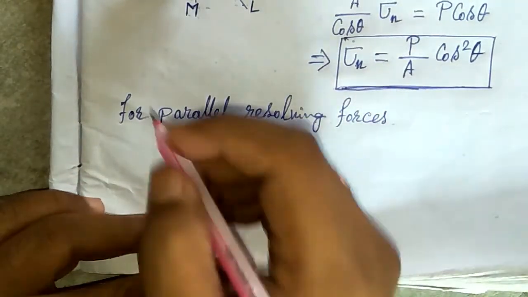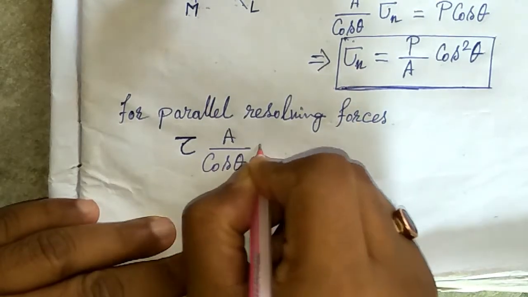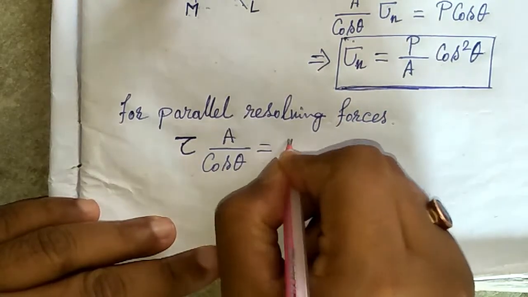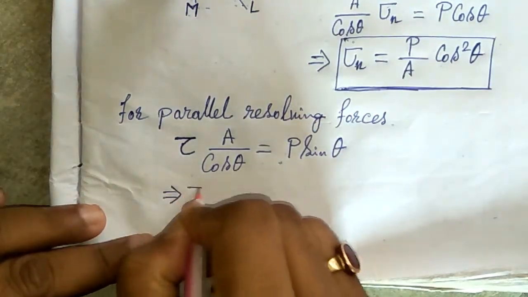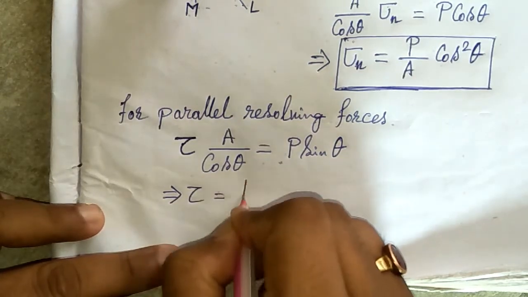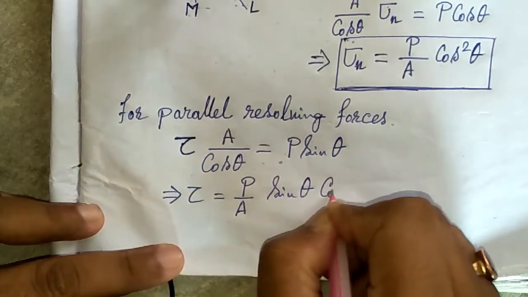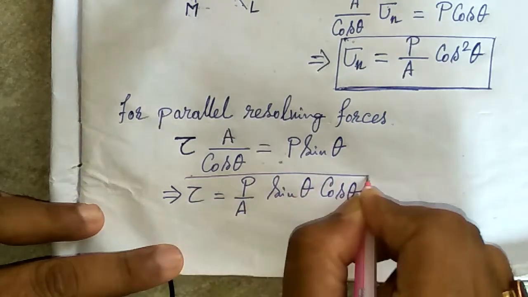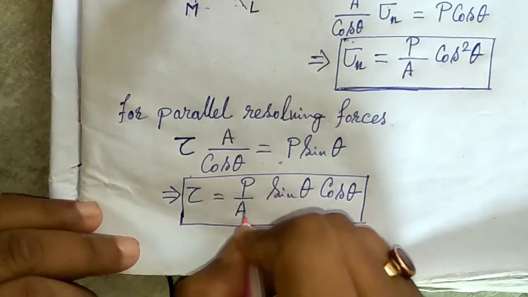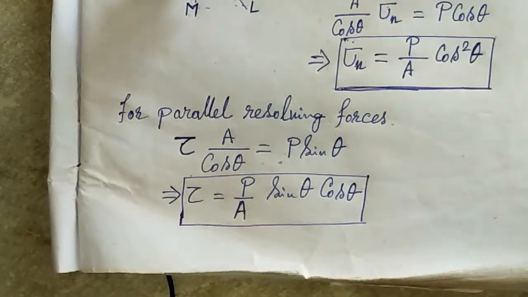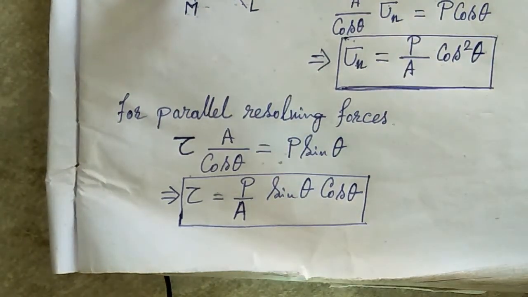So tau into A by cos theta equals P sin theta. So the value of tau, the shear stress, will be P by A sin theta cos theta. This is the value of the shear stress tau on a cross sectional area inclined at an angle theta with the original cross sectional area.